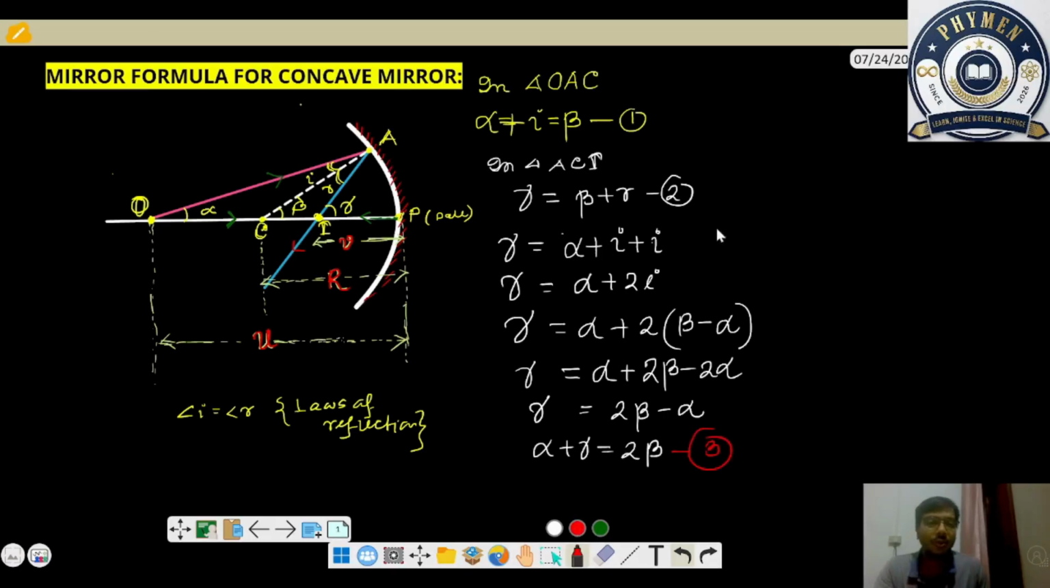So this is equation number 3. Here we have used I equal to R, and in this equation we have used equation number 1, from which I have put the value of I as beta minus alpha. So we have got this equation, alpha plus gamma equal to 2 beta. Now if we take the paraxial ray approximation.